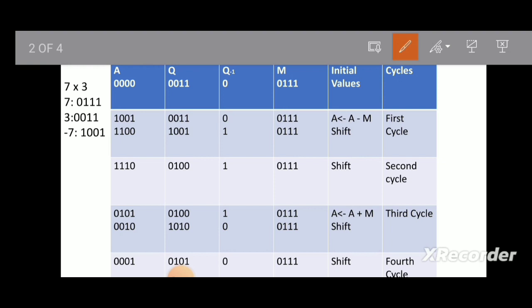We have to shift the value of A, 1 is here, and again 1 is here, 0 is here, 0 is here, this one is shifted here, and this 0 is shifted here, this 0 is shifted here, and this one is shifted here, and 1 is shifted here.